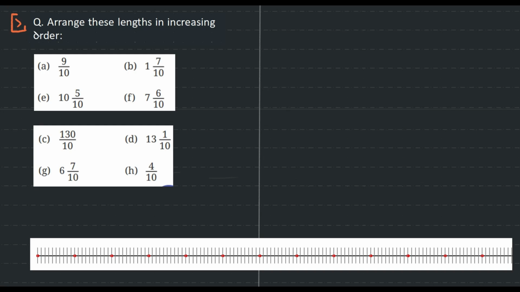Arrange these lengths in increasing order. So we have 8 of them. Now, I'll show you, or let me write it off, how I think. So I have this question, right? So let's talk about how to solve, how to think basically.